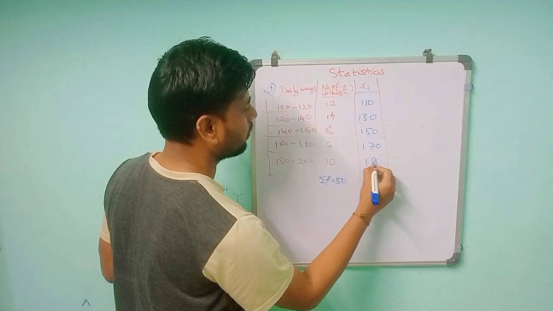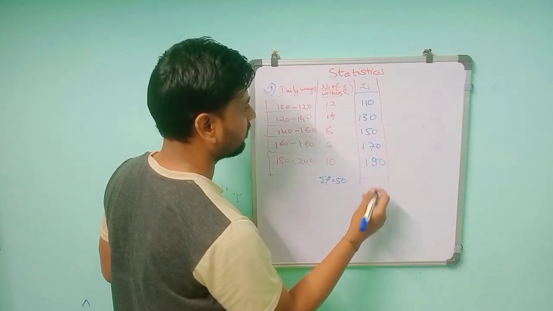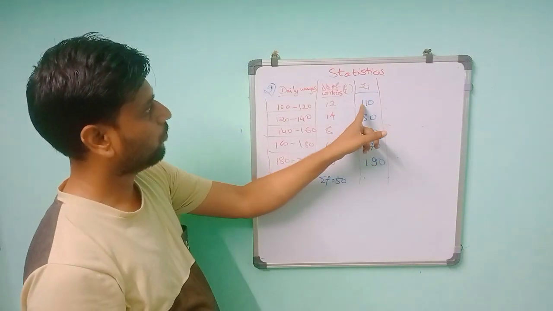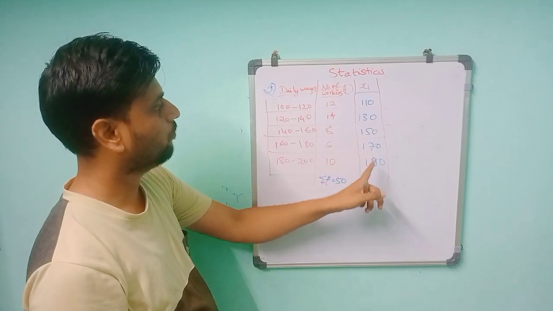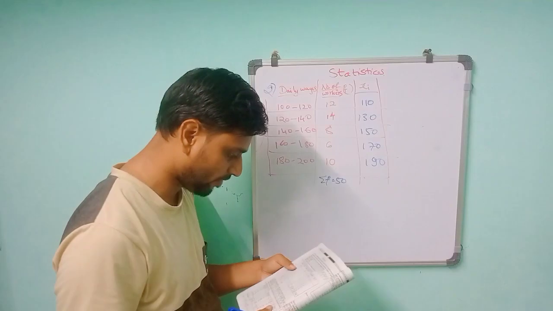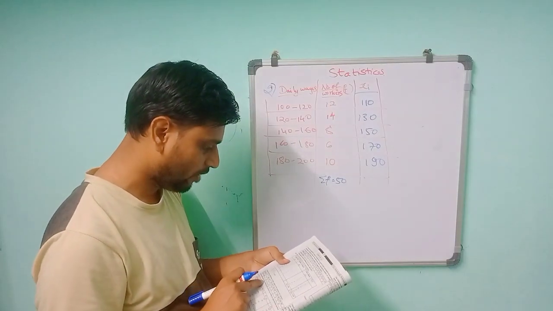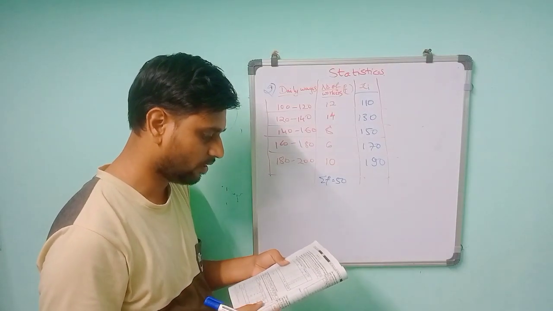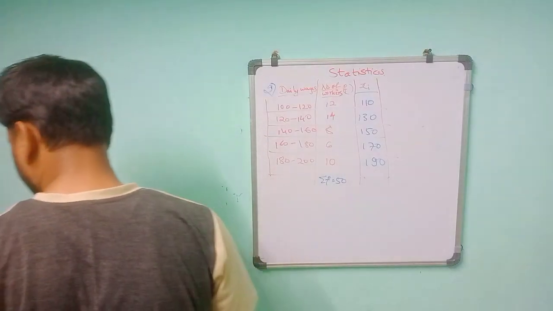380 means 190. So this is Xi. So we got the values 110, 130, 150, 170, 190. If they have given you a particular method, then we have to use that method only. They have given: find the mean daily wages of workers by using an appropriate method. So appropriate means assumed mean method.